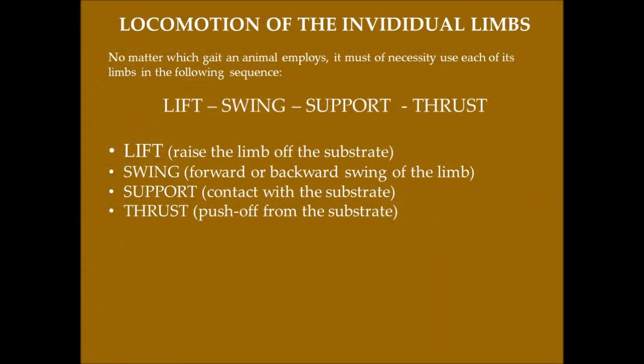Locomotion of the individual limbs. No matter which gait an animal employs, it must, of necessity, use each of its limbs in the following sequence: lift, swing, support, and thrust. Lift is where the animal raises the limb off the substrate. Swing is the forward or backward swing of the limb. Support is where the limb makes contact with the substrate. And thrust is the push off from the substrate.